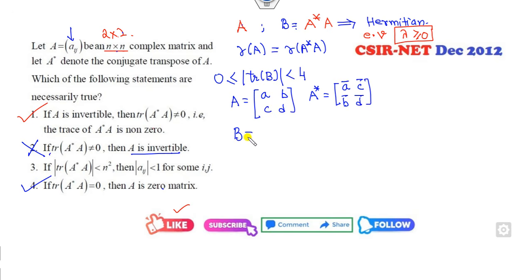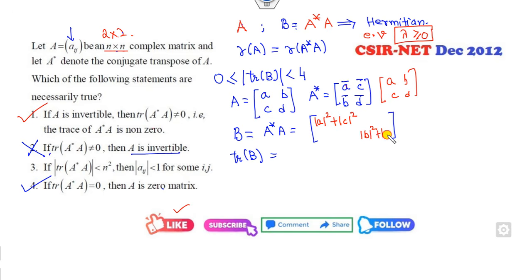Then can you define B? B is A star into A. Because I need the trace of B, I only compute the diagonal entries. What are the diagonal entries? I have to multiply this by [a, b; c, d]. A transpose into this, that is a square plus c square. Similarly for this, b square plus d square. So that means trace of this will be a square plus b square plus c square plus d square. What is that? It's the element squares. Now it is given that this number is less than 4.